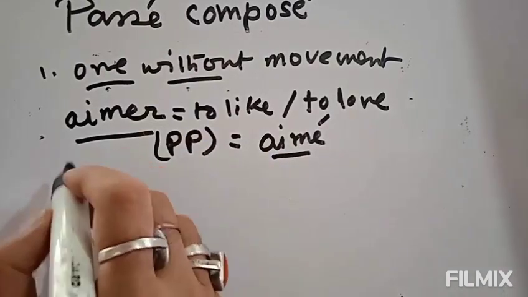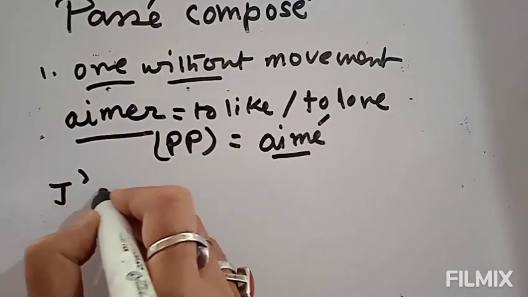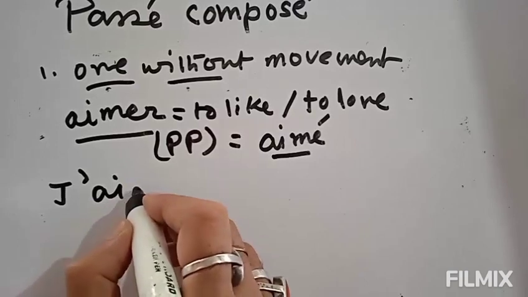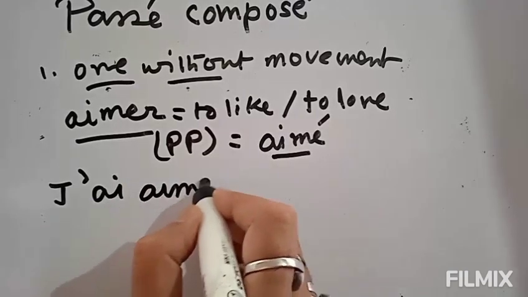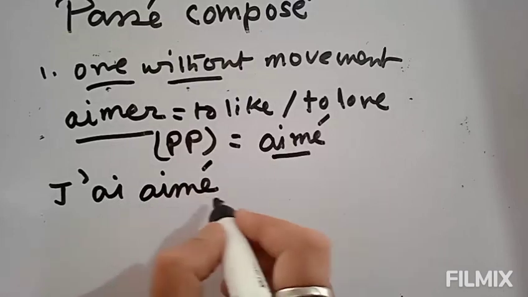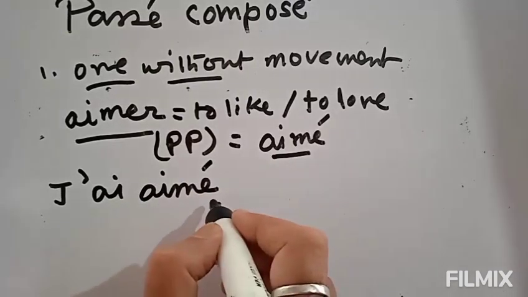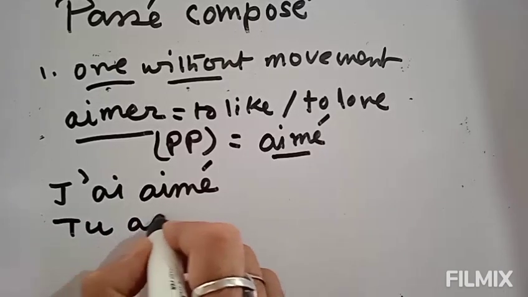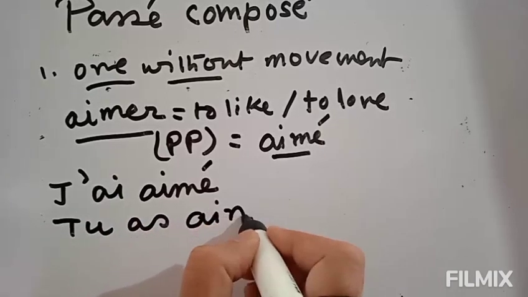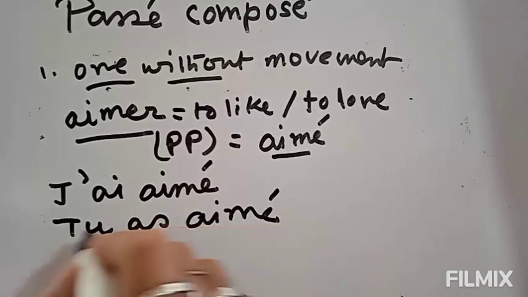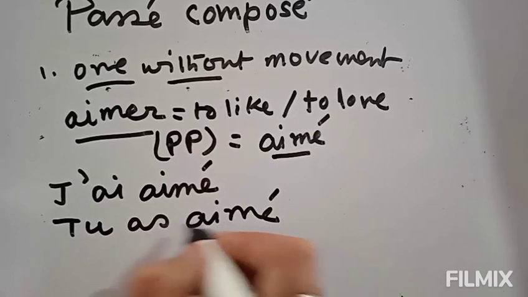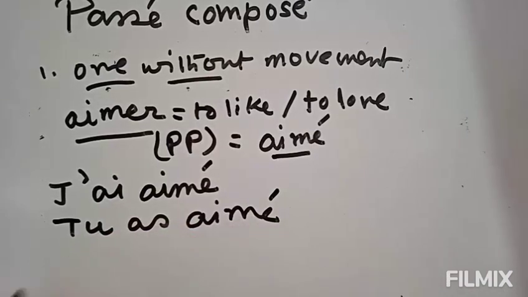Okay. And other forms, I am not repeating in detail. So what will be the passé composé of the verb aimer? J'ai aimé. J'ai aimé means I loved or I have loved. Tu as, similarly, the same rule will be repeated. Tu as aimé. You loved or you have loved or you have liked or you liked. So, these are some examples.